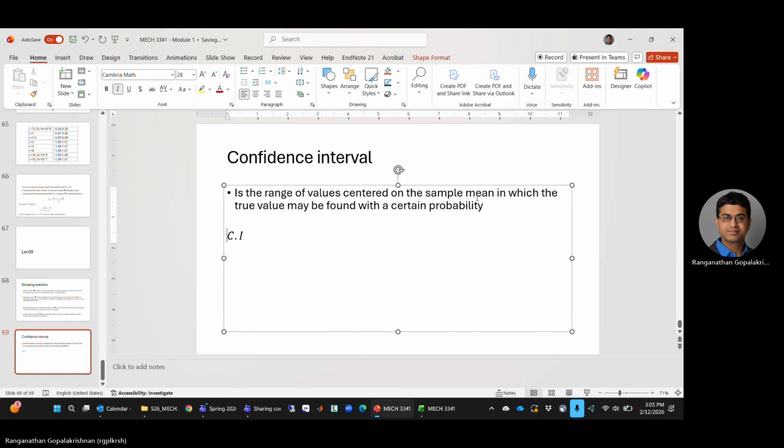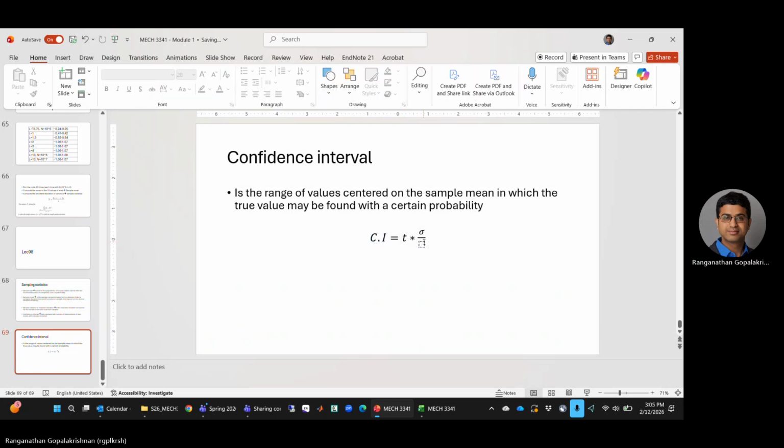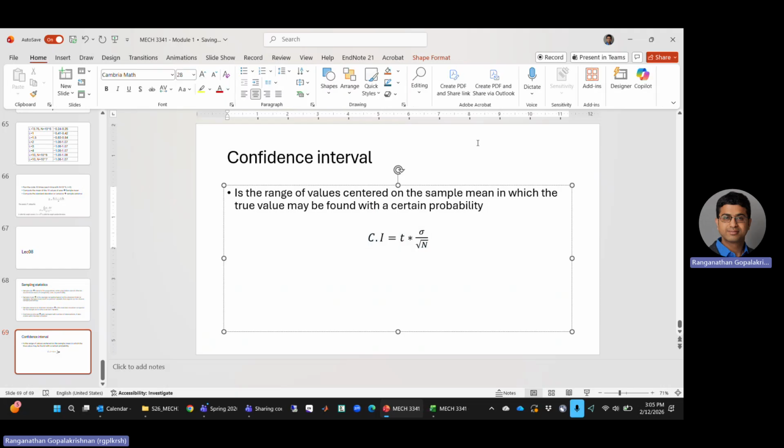The confidence interval is equal to a quantity which we'll call the t statistic multiplied by the standard deviation sigma divided by square root of the number of observations or number of trials. And this t parameter is evaluated at a certain probability and for a certain number of observations.